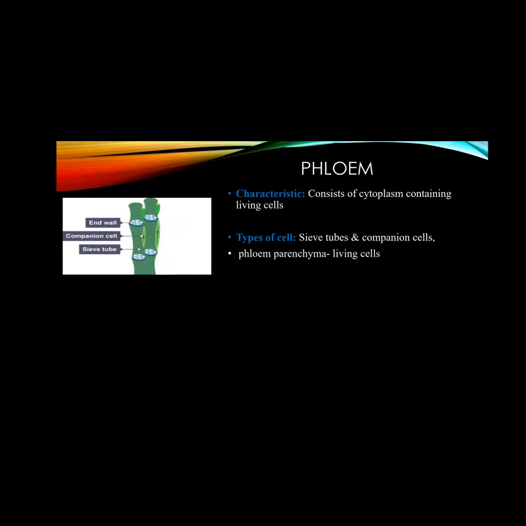The third part or the third cell of phloem is phloem parenchyma, which helps in storage of nutrients. And the fourth type is phloem fibers, that is the phloem sclerenchyma or the dead cells. So these are the 4 cell types of the phloem: sieve tubes, companion cells, phloem parenchyma, and phloem fibers.